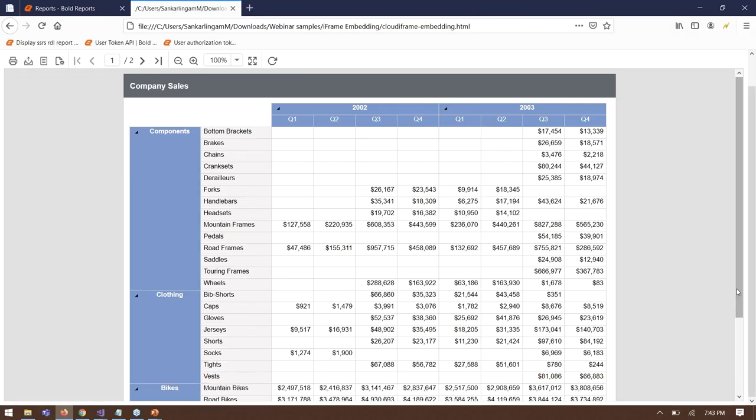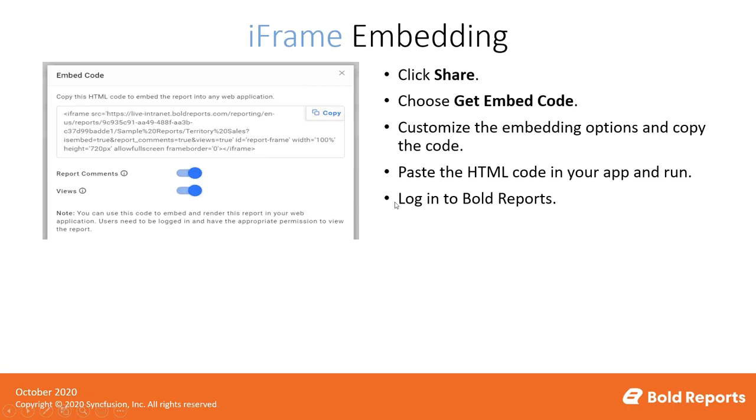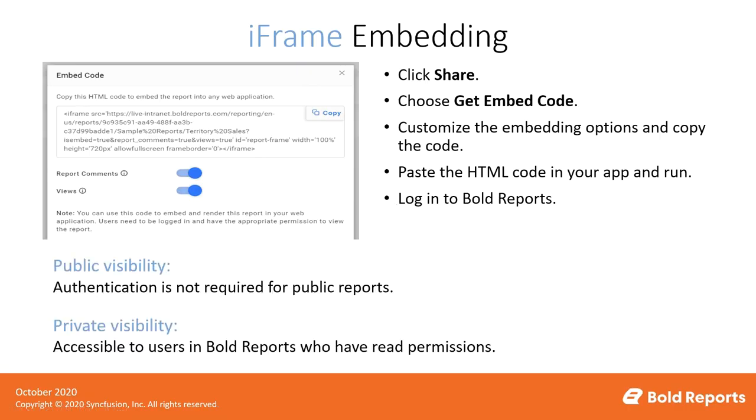And that's all about the iframe embedding. The only drawback in iframe embedding is the login prompt action. For this, we have enabled two visibilities called the public visibility and private visibility. If you want to hide the login action, you can mark the report as public and embed that report into your application. But anyone with the URL can open the report without any user credentials.